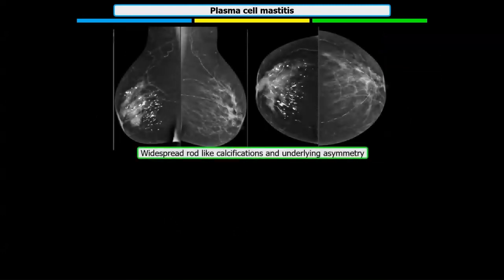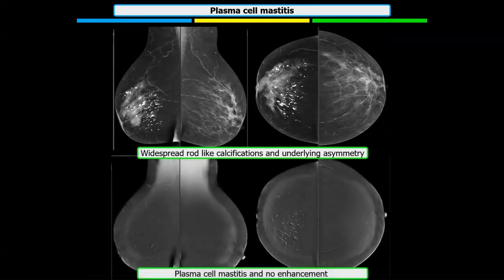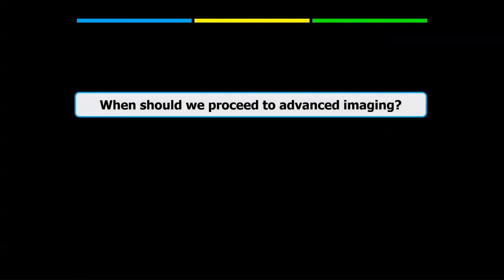This is a case of a typical appearance of the periductal mastitis with the calcifications, rod-like and lucent-centered calcification, but because the calcification was associated with the focal asymmetry of the left breast, we performed the contrast mammogram in this case, and it was informative in this case to exclude any underlying malignant pathology.